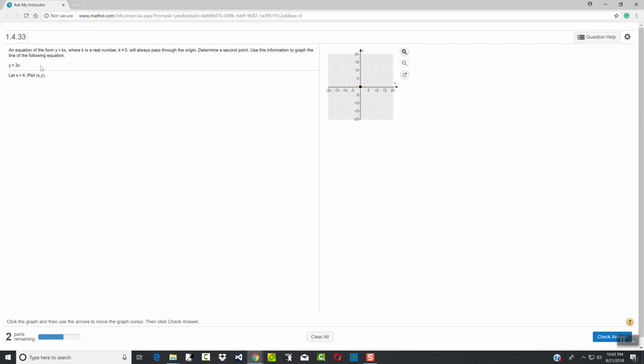Okay, so if I plug 4 in for x, 3 times 4 is 12, so I'm going to have the point 4, 12. Okay, so let me make this bigger. And I'm going to move this point to 4, 12. There's 4. 12. There's 12, 4, 4, 12. Right there. And so then I'll check my answer.